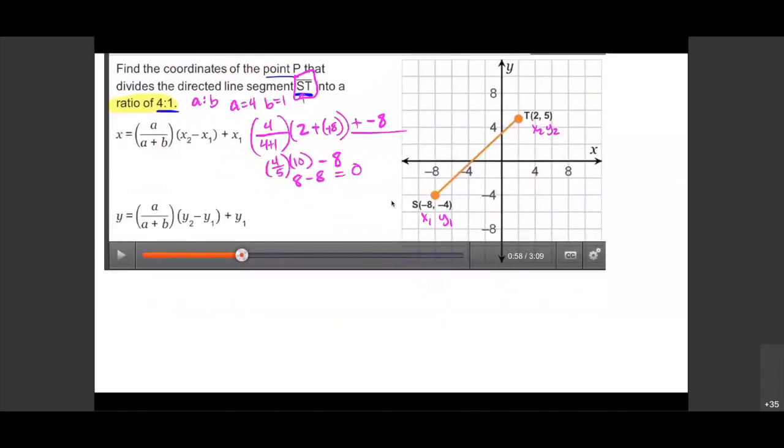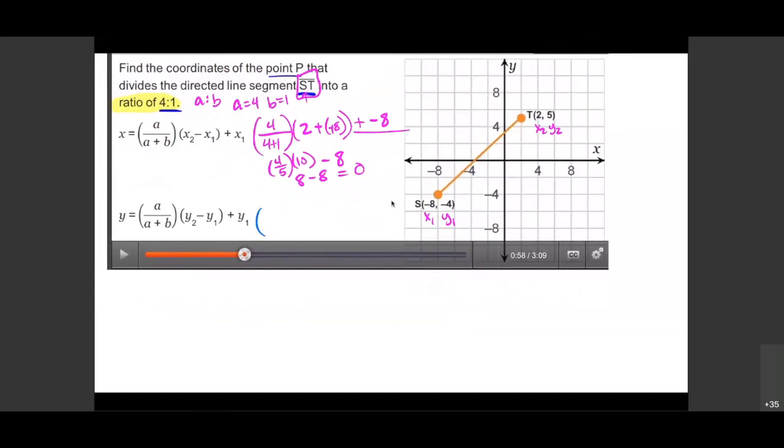Now for the Y. To get the Y value, again, the A and the B, that part's the same. But now we're using Y's. So we're going to say Y2, which is 5, minus Y1, which is -4. Then we're going to say plus Y1, -4. And we're going to simplify that.